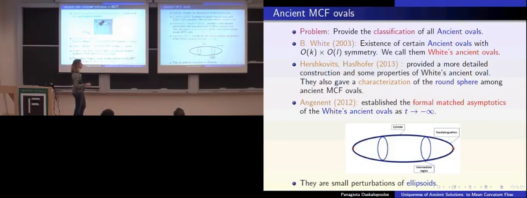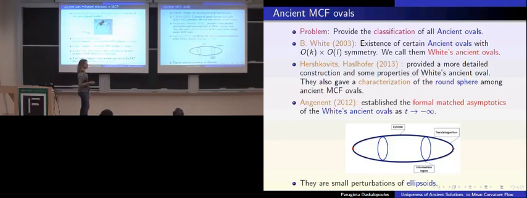Robert and Herskovits have also given a characterization, different conditions which will guarantee an ancient convex solution to be the sphere. So one of the characteristics, of course, is to be self-similar. Okay, so now we would like to discuss the problem of classification of these ancient ovals. Now, unfortunately, we don't know that they are rotationally symmetric, and this is still an open question.